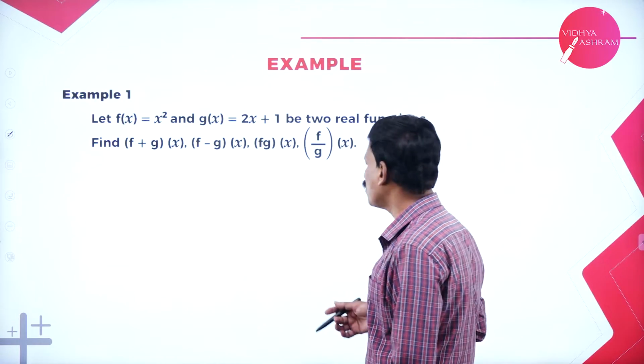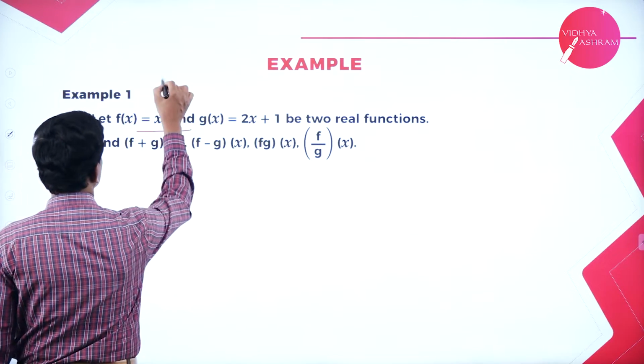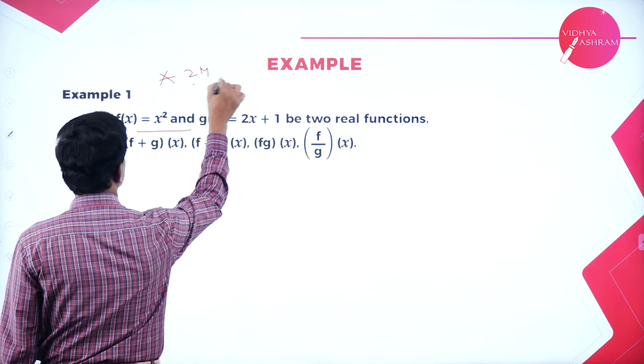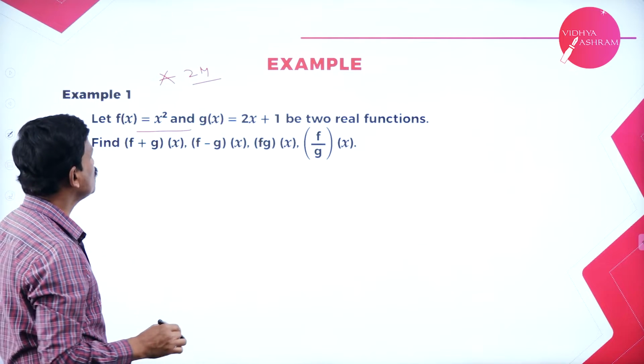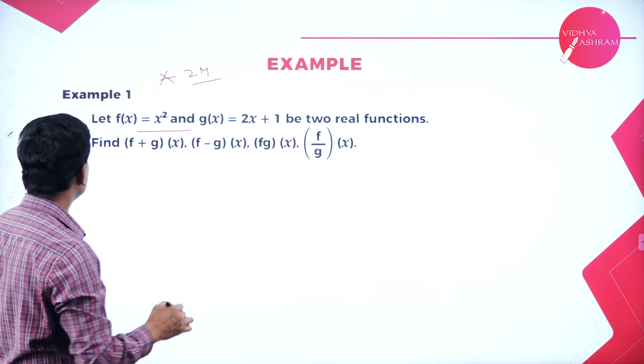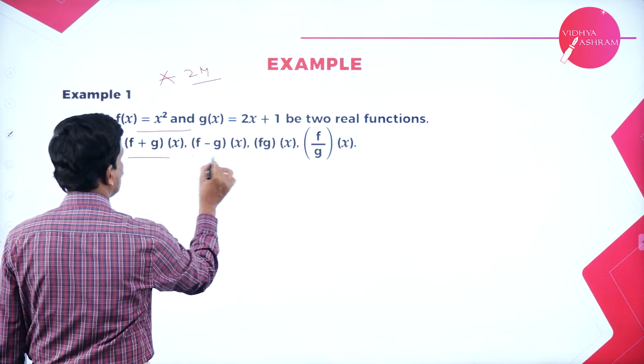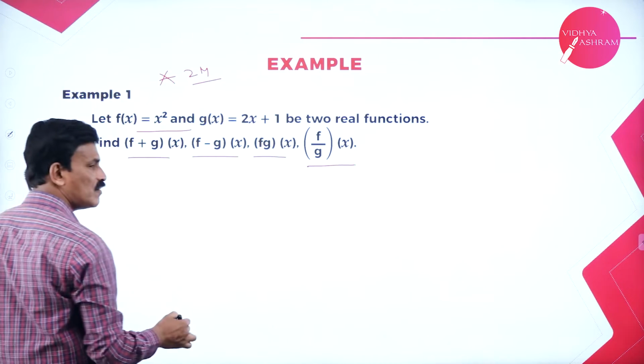Now let us come to your problem. What is the problem given? This is important for 2 or 3 marks. Let f(x) equal x square and g(x) equal 2x plus 1 be real valued functions. Find (f plus g)(x), (f minus g)(x), (fg)(x), and (f/g)(x).